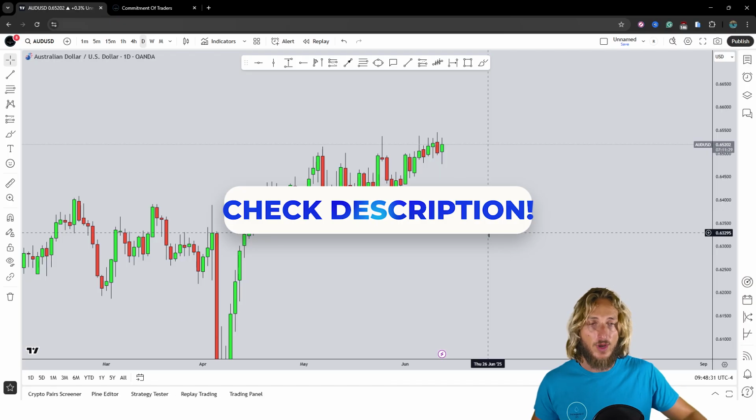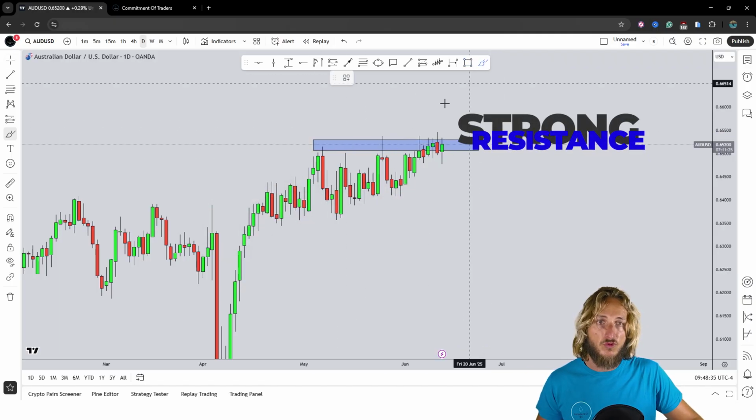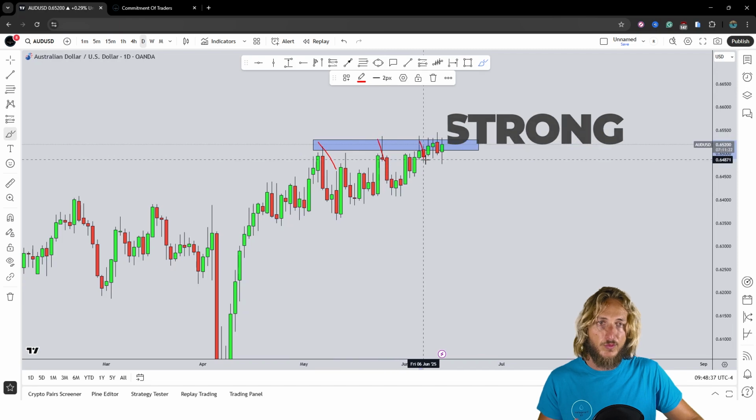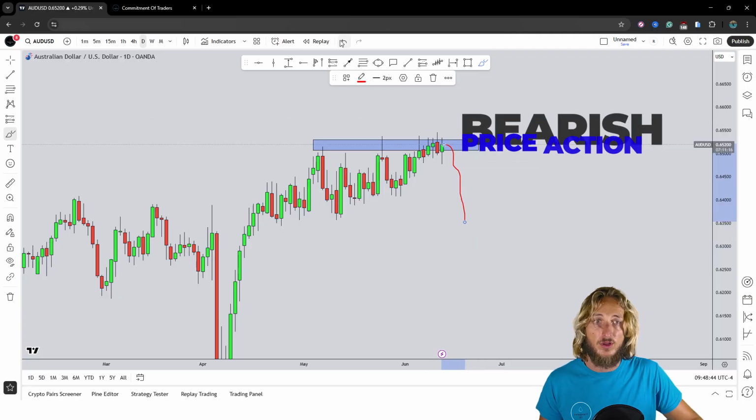Now back to the analysis. Now here in the daily time frame, this area is the resistance. From here, this is where these multiple rejections to the downside were created. Now, until the market will remain below this level, it can easily drop lower.